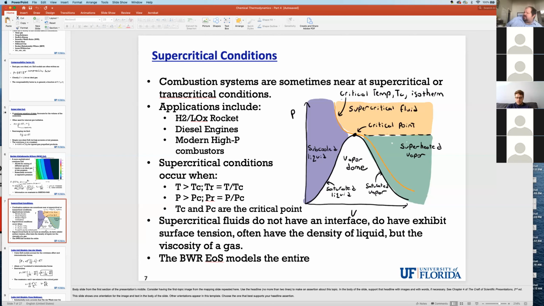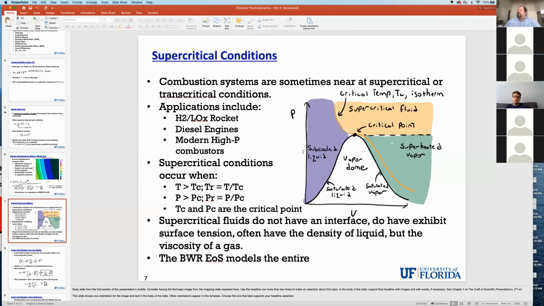And supercritical fluids are really interesting. The sort of nice, well-defined interface that you normally think of for a fuel droplet or a water droplet vanishes. So the surface becomes fuzzy. It doesn't have surface tension, and also supercritical fluids can have the density of a liquid but the viscosity of a gas, so they behave sort of strangely if you're not too familiar with them.